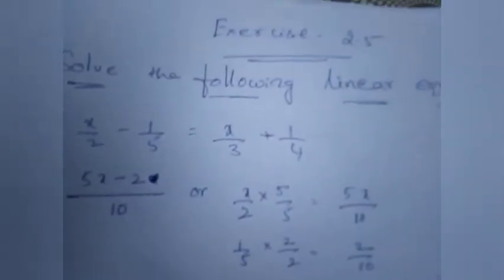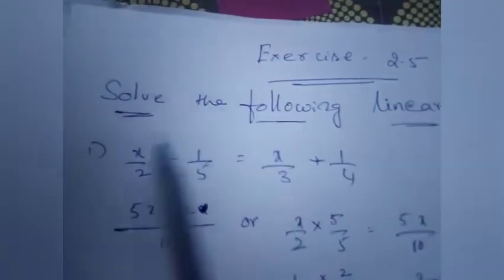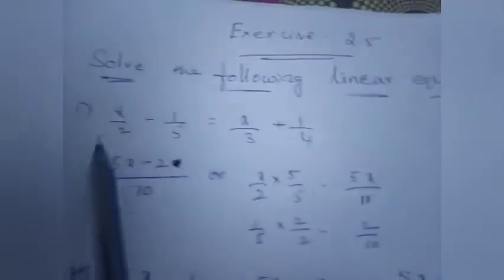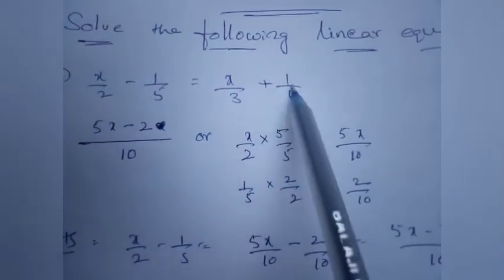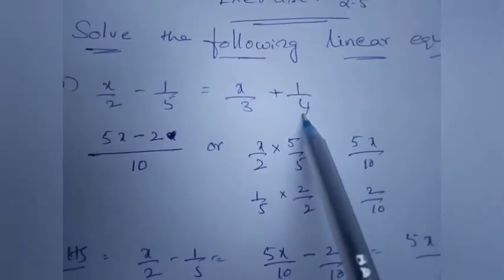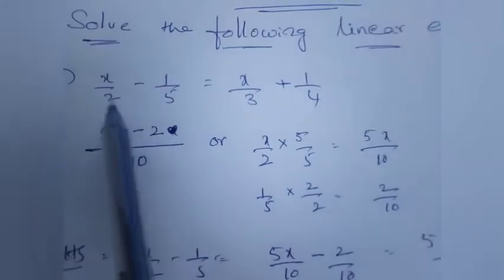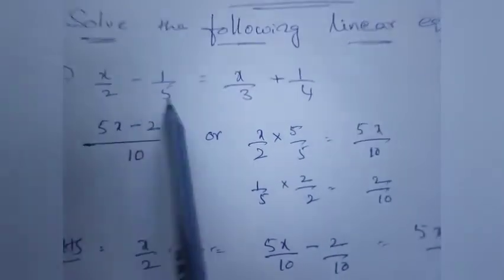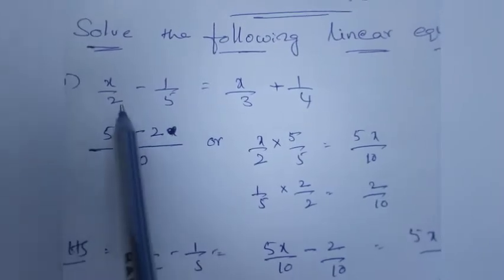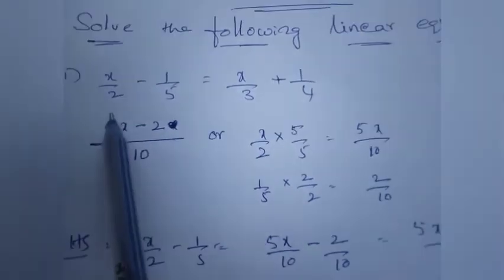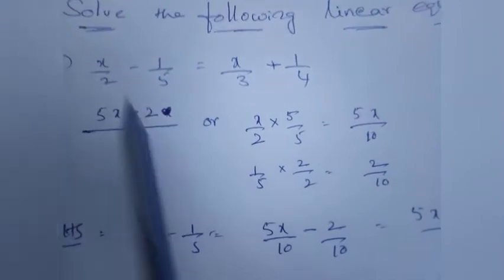Next, exercise 2.5. First Roman. Solve the following linear equations. First one, x by 2 minus 1 by 5 is equal to x by 3 plus 1 by 4. Solve means we have to find the value of x. See here, directly I am doing LCM here. 2 5s are 10. Here, multiplied this 2, 5 into x, 5x. 1 into 2, 2.